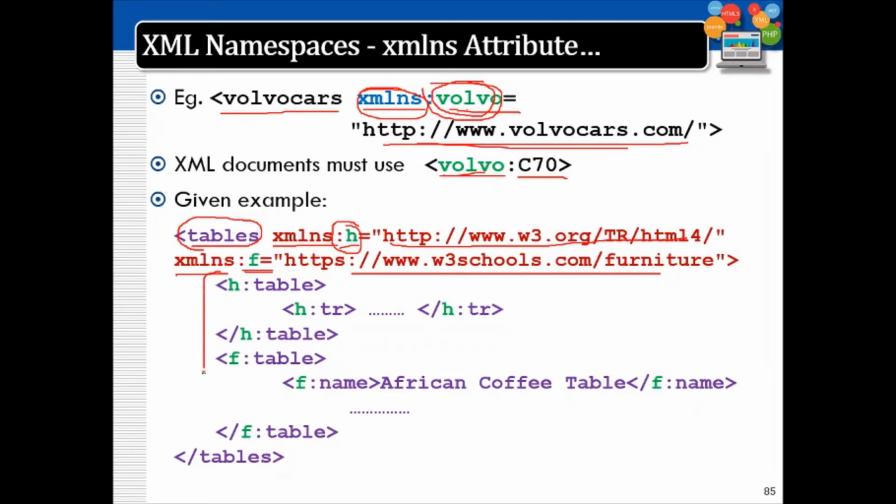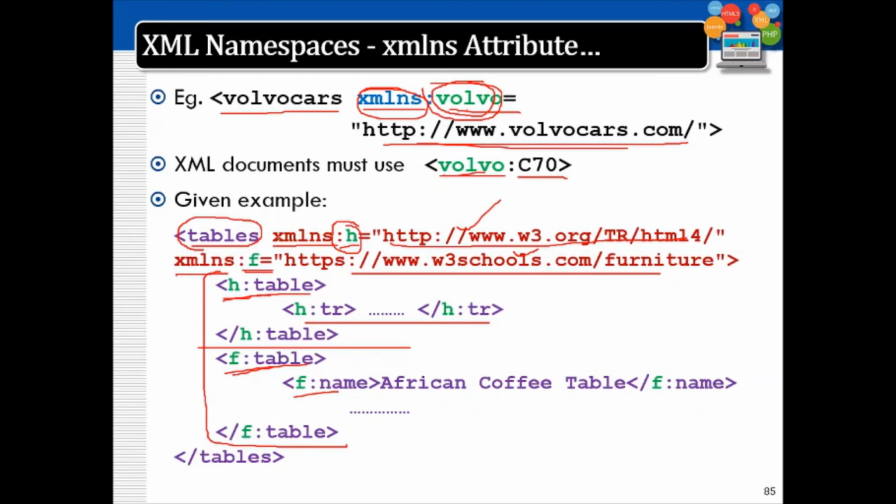Thereafter, you have to prefix the elements correspondingly. So H colon table, H colon tr, etc. Finally, the second part has F colon table, F colon name, etc. All these H prefix elements will be qualified in this namespace. All the F colon elements will be qualified in this W3 Schools namespace.